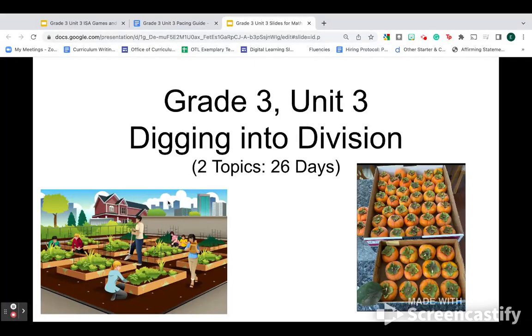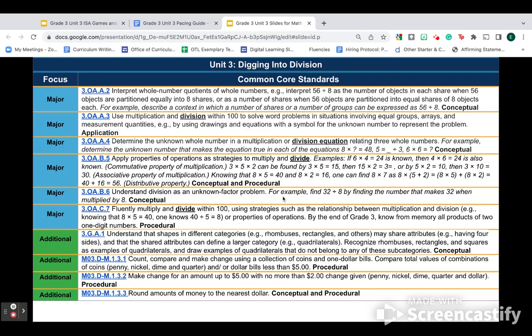Grade 3, Unit 3, Digging into Division. This unit has 2 topics and a total of 26 days. So when we take a look at those 26 days, you see that we are covering a lot of standards. Topic A has 6 standards, and they are all about division.